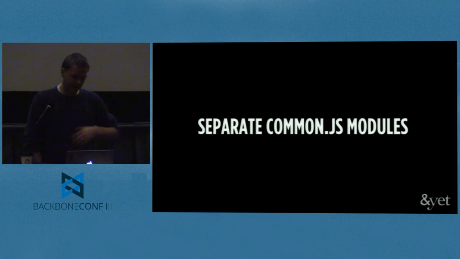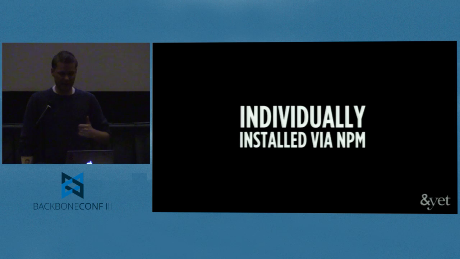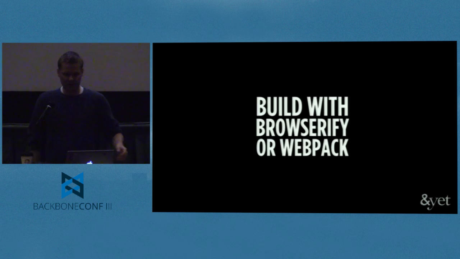And so everything is in separate CommonJS modules and in separate repos. So they're individually installed via npm. If you want to use a model, you have to go install that model from npm and use it. And you get just that model. You don't get everything else, right? And then you build it with Browserify or Webpack or any number of these tools. There's more coming out, it seems like, frequently.